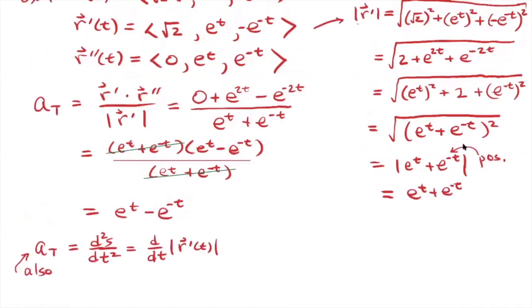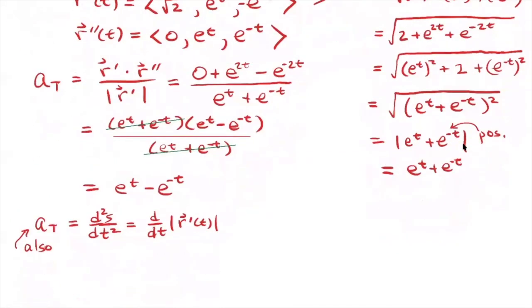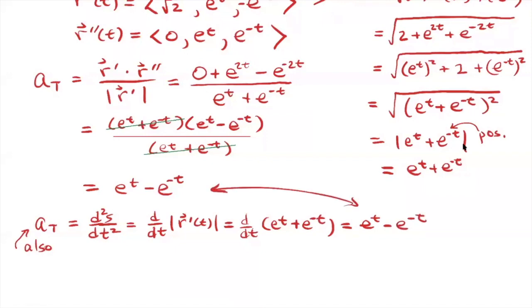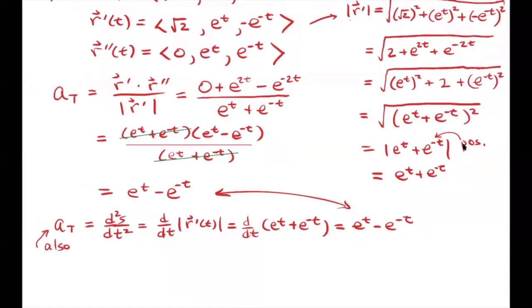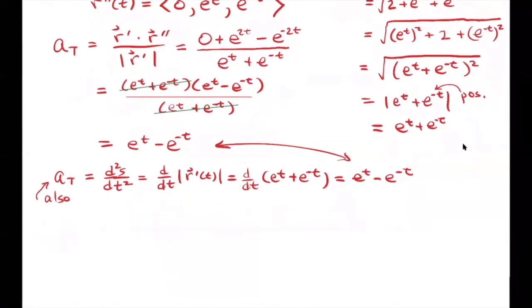But the magnitude of r prime is over there, so you can just say that's d over dt of e to the t plus e to the negative t. So that's e to the t minus e to the negative t. And of course, these match. They're both pretty easy, but the second obviously is substantially easier. But it won't always be like that. You just have to look at it and say, which formula do I want to use? All right, any questions about that?